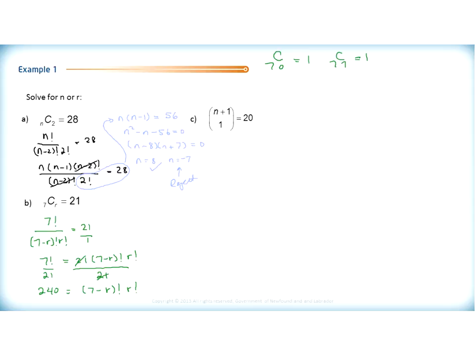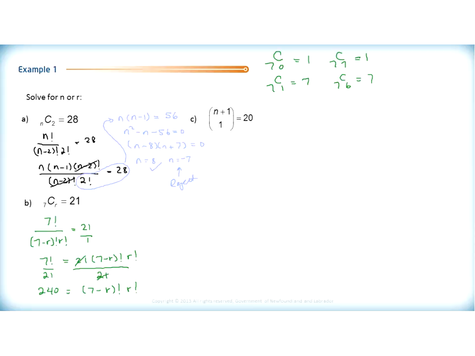Now again, you may not know that, and you may have to try these numbers, but I know that, so it eliminates some of these possibilities that I need to try here. I know that the C of 7 choose 1 is 7. I know that the C of 7 choose 6 is also 7. So I've eliminated 4 of the 8 possibilities that I need to try, the numbers 0 through 7.